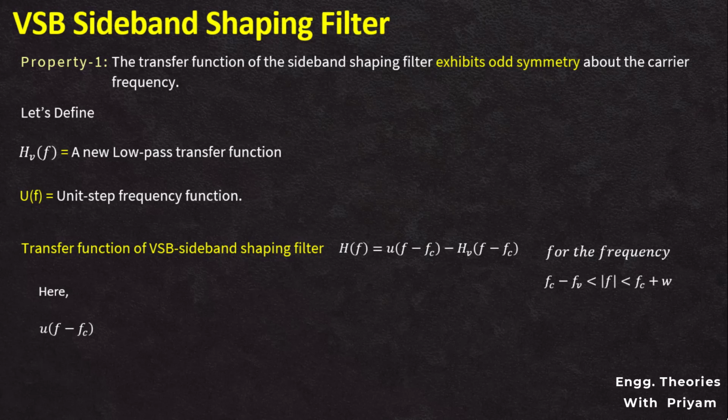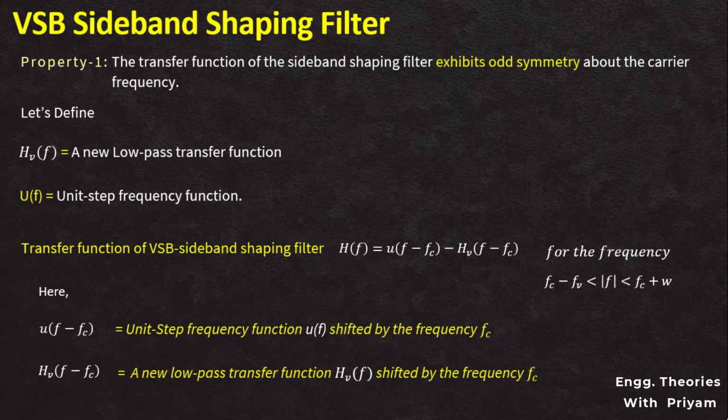Here, u(f - fc) is the unit step frequency function u(f) shifted by the frequency fc, and Hv(f - fc) is the new low pass transfer function Hv(f) shifted by the frequency fc, and this is completely determined by the vestige of the modulated signal. Again, H(f) = u(f - fc) - Hv(f - fc), and this transfer function H(f) is band limited between the frequency fc - fv and fc + W, where fc - fv is the lower frequency component and fc + W is the higher frequency component. That's why the transmission bandwidth is the difference between the higher frequency fc + W and the lower frequency fc - fv, which is equal to fv + W.